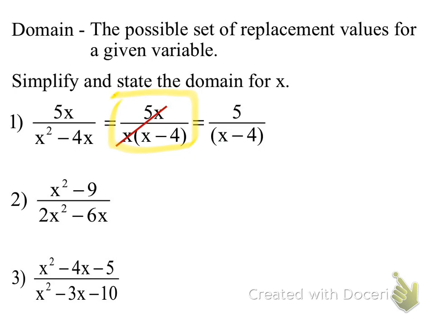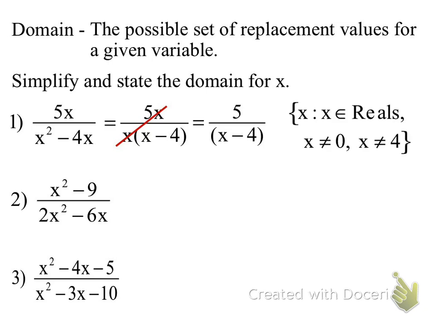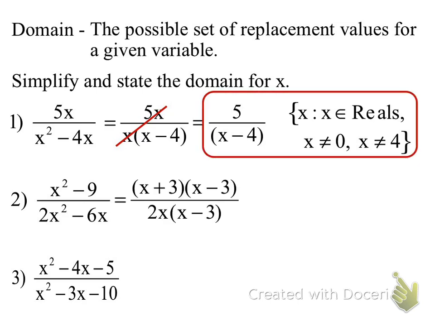Because what would give you a 0? x times x minus 4, right? The x could equal 0. And what would make it equal 0 on this part? Positive 4. Positive 4 or 0 would be the domain. So x is an element of the reals, but x can be any number except for 0 or 4. Let's factor the next one.